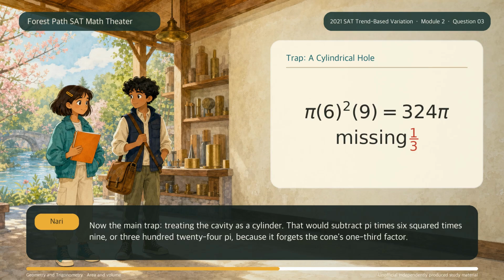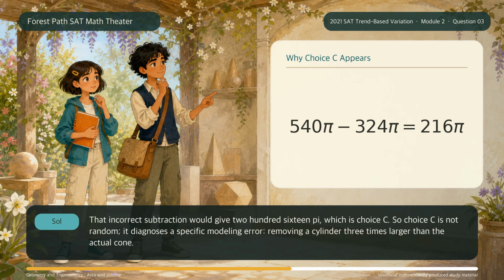Now the main trap, treating the cavity as a cylinder. That would subtract pi times 6 squared times 9, or 324 pi, because it forgets the cone's 1/3 factor. That incorrect subtraction would give 216 pi, which is choice C, so choice C is not random. It diagnoses a specific modeling error, removing a cylinder 3 times larger than the actual cone.